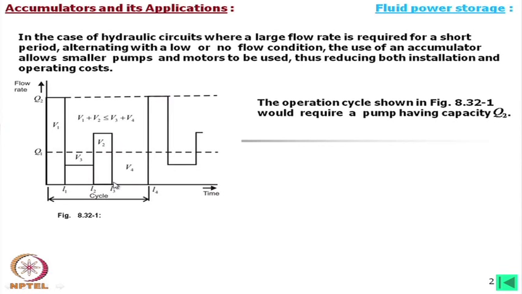Then what we can do, we can use a pump of this capacity and an accumulator. Obviously, these two periods should not be very long. The fluid which will be stored in the accumulator during this period can be utilized to have V1 and V2. Okay.